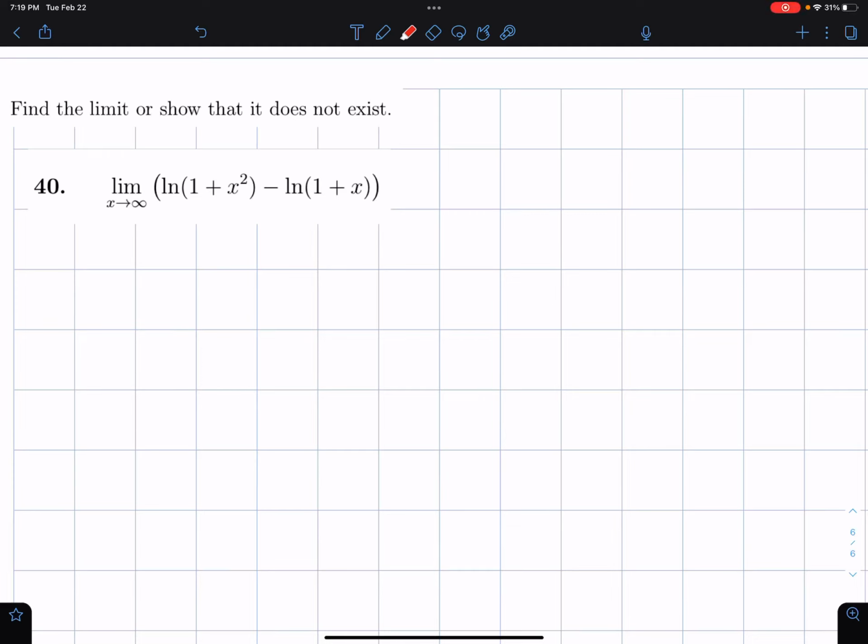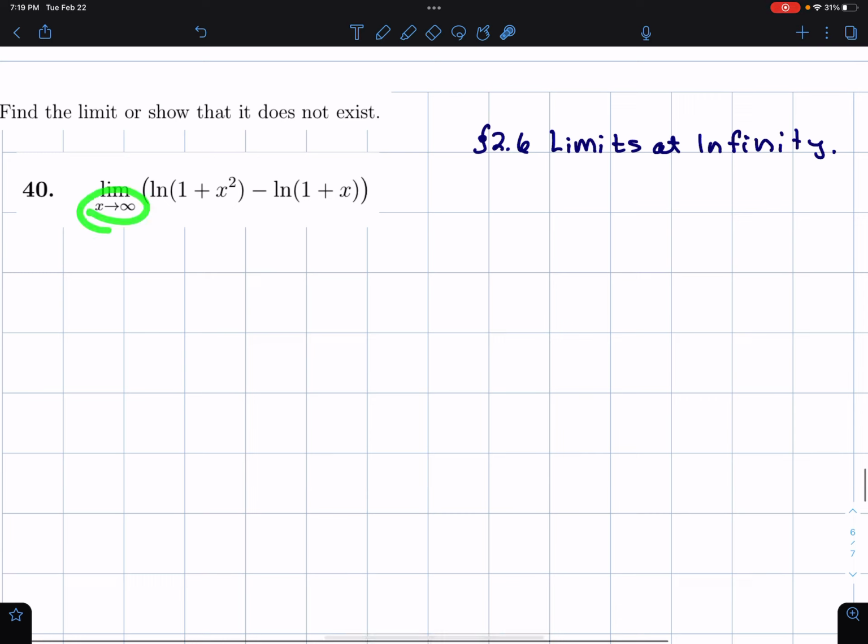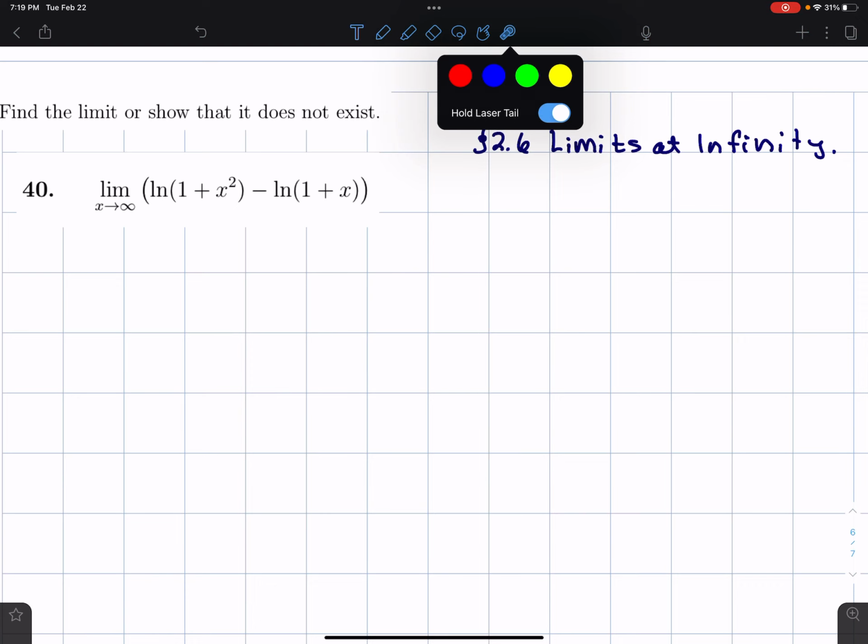This is a limits at infinity problem. So what we see is that we're looking at limits where x goes to infinity. And if this limit does exist, say it's like the number 2, that means that there's a horizontal asymptote, y equals 2. But let's just do this limit and not talk too much about horizontal asymptotes.